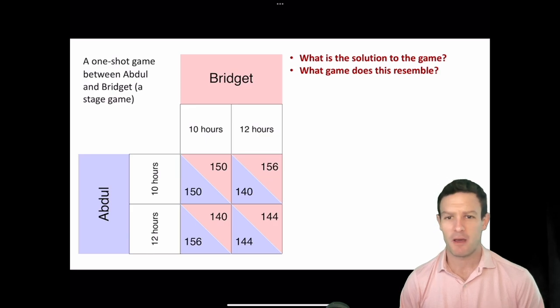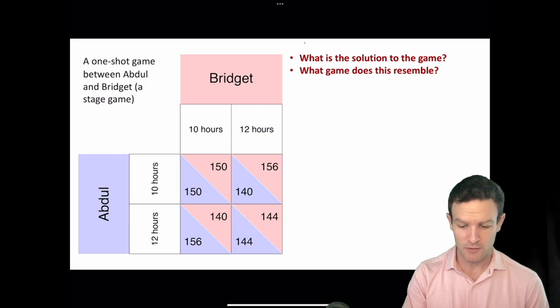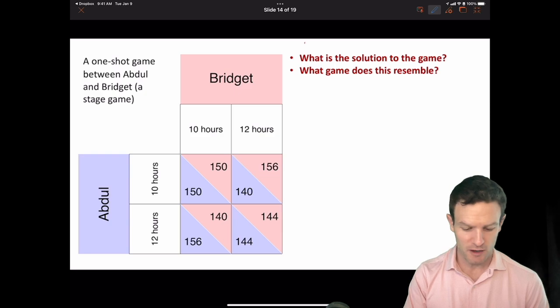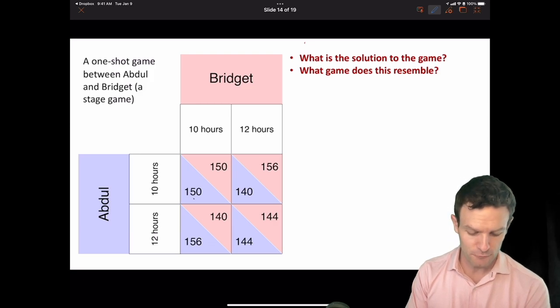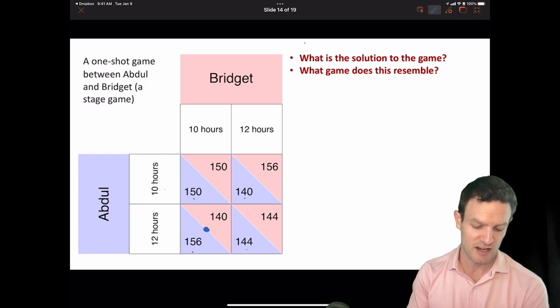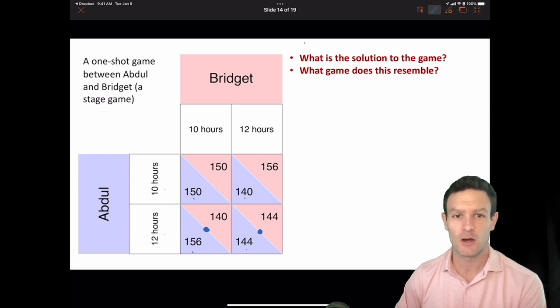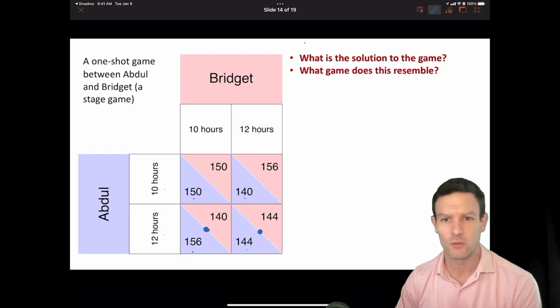With those payoffs, we can think about how we'd find a best response. As usual, Abdul's payoffs are in the bottom corner of each cell. We can compare 150 and 156, and we can see that for him, 156 is a best response, so we put a solid circle there. Then we compare 140 and 144 against Bridget playing 12 hours and Abdul choosing 10 or 12 hours. Once more, 144 is greater than 140, so Abdul's best response is to play 12 hours. So Abdul has a strictly dominant strategy to play 12 hours.